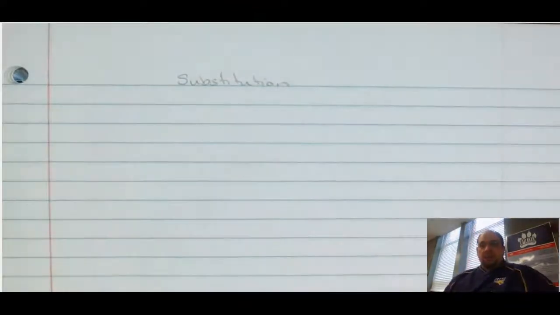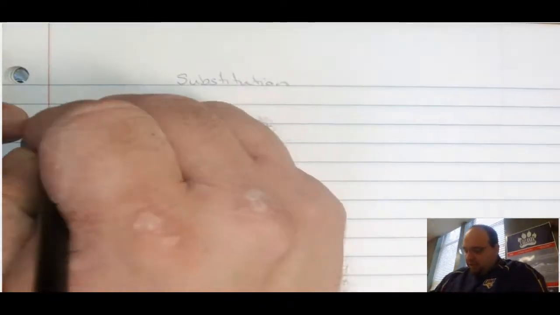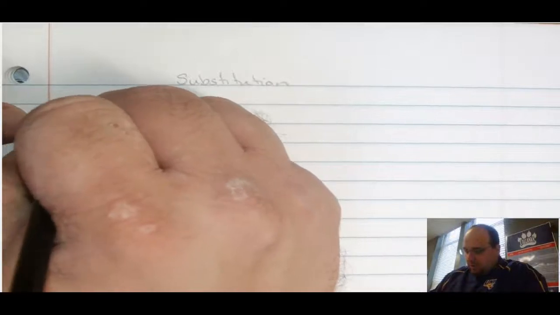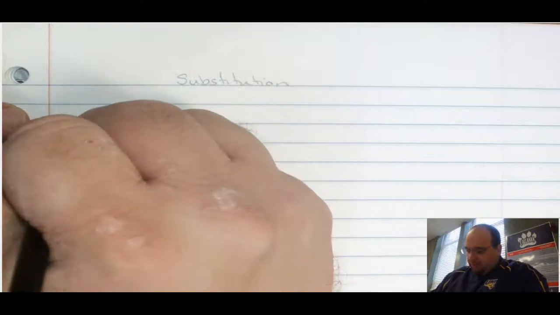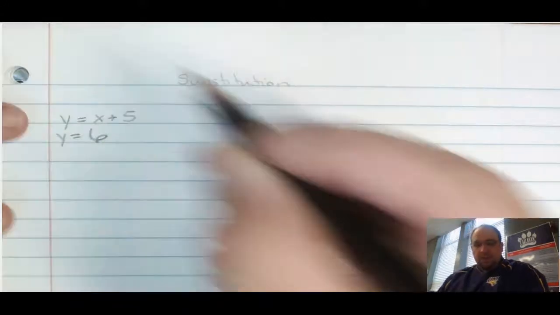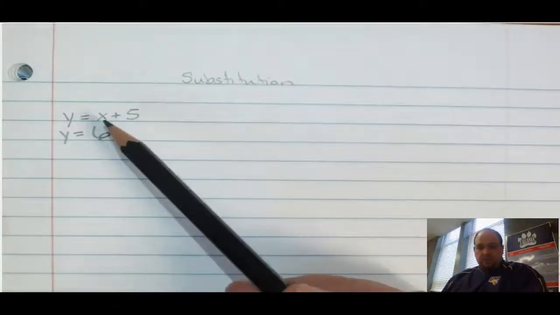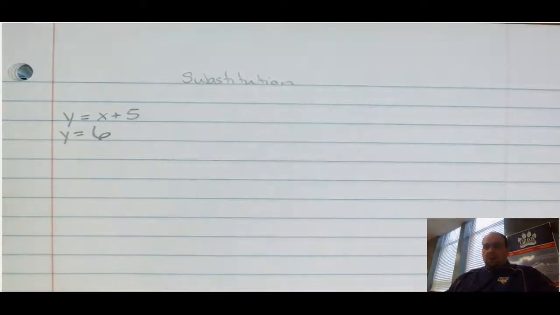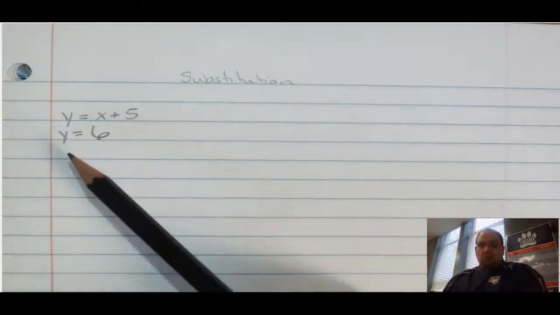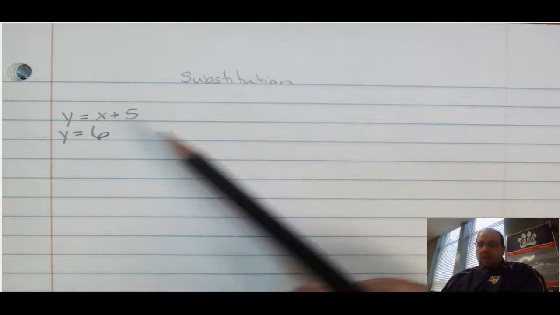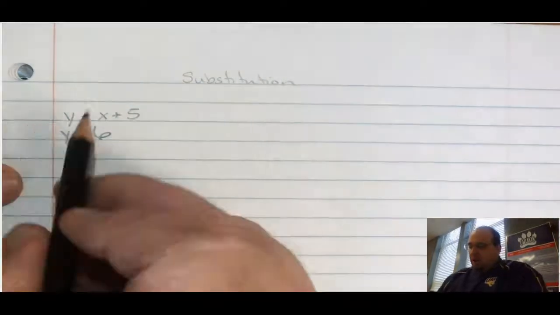Substitution just means I'm going to replace something in one of the equations. So let me give you two equations. For example, y equals x plus 5 and y equals 6. So here are my two equations. Basically, I'm going to substitute one of those equations in for the other one. So what do I mean by that?